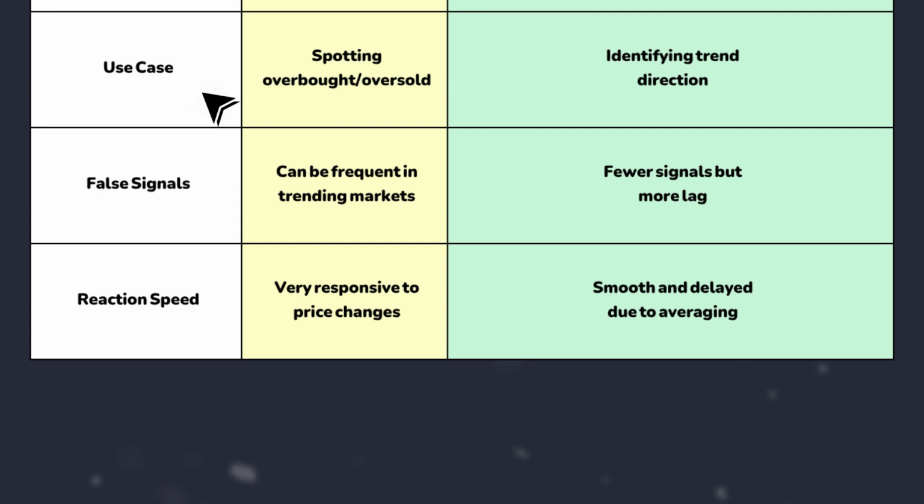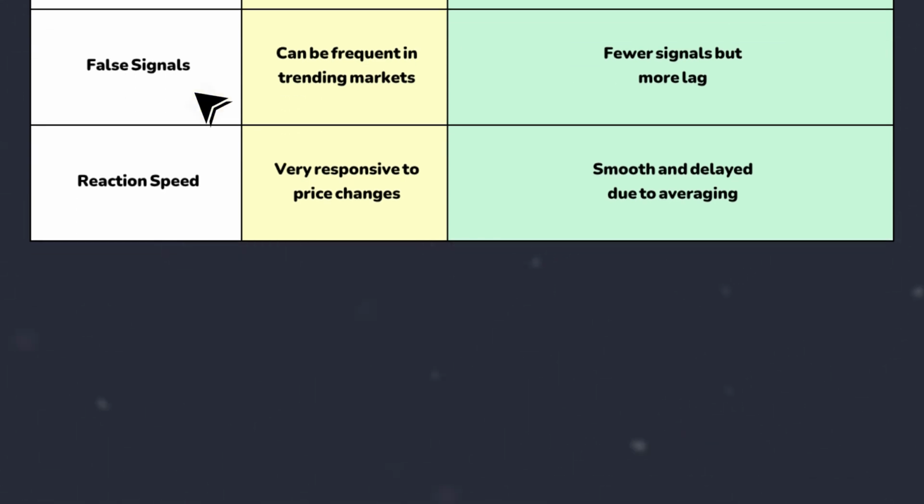The use cases are also different. RSI is ideal for spotting overbought or oversold levels, alerting traders to potential reversals. Moving averages are better for identifying the current trend direction, giving clarity in longer-term trades. What about false signals? RSI can produce more false alerts, especially during strong trends. Moving averages generate fewer signals, but they lag more due to their smoothing nature.